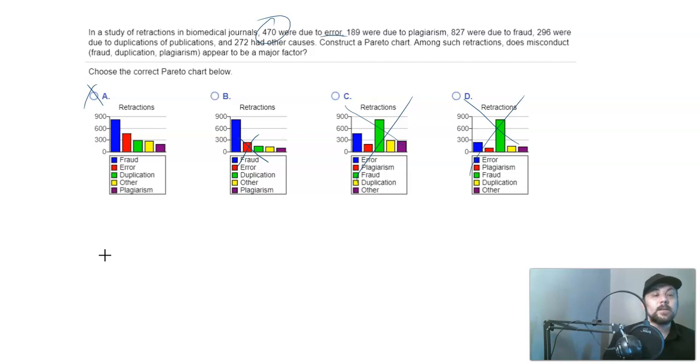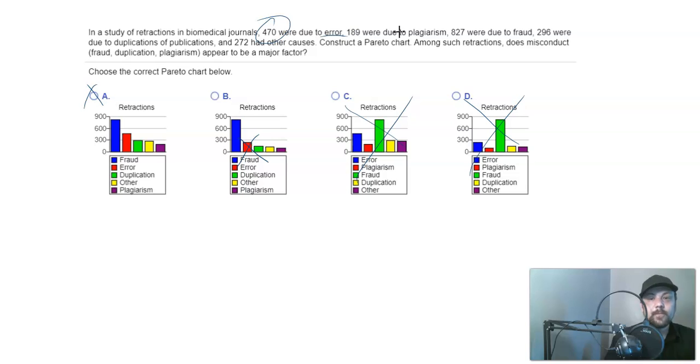option. And it wants to know, does misconduct appear to be a major factor among such retractions? Okay, I guess I skipped that phrase. I was like, that's confusing why the comma's there, but I skipped that whole phrase. Construct a Pareto chart. That's what we just did. We picked the right one from the multiple choice. Among such retractions, does misconduct appear to be a major factor?